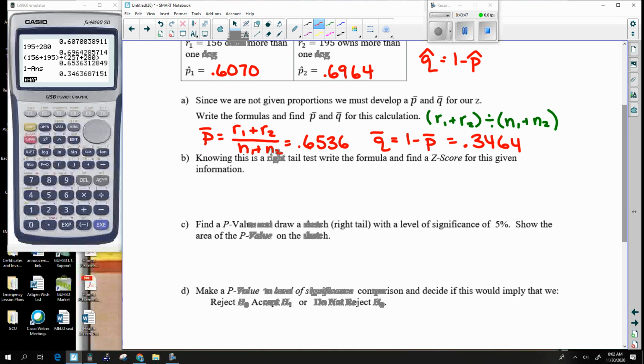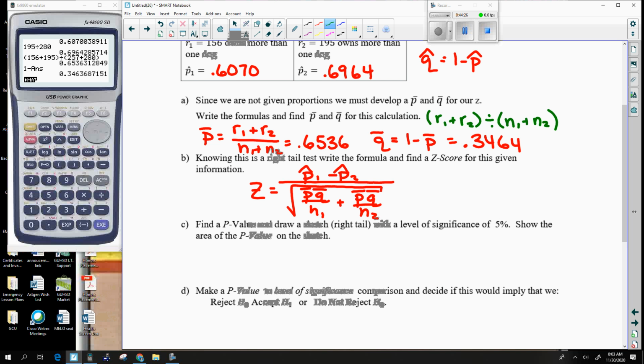Okay, now knowing this is a right tail, write the formula for the z score for this given information. Okay, so z is p bar q bar divided by n1 plus p bar q bar divided by n2, square rooted, all underneath p hat 1 minus p hat 2.